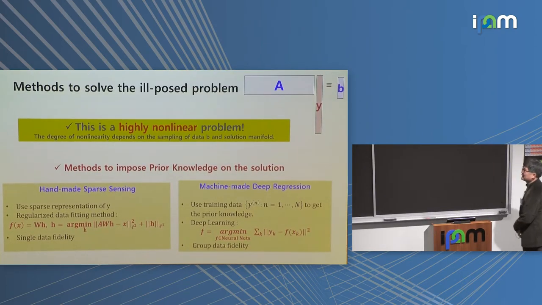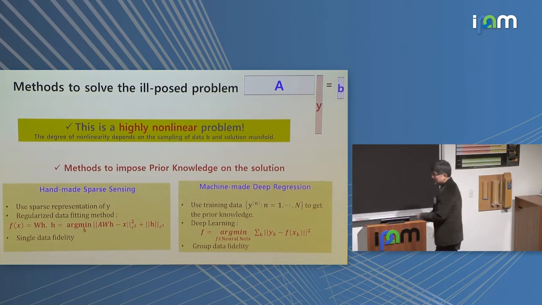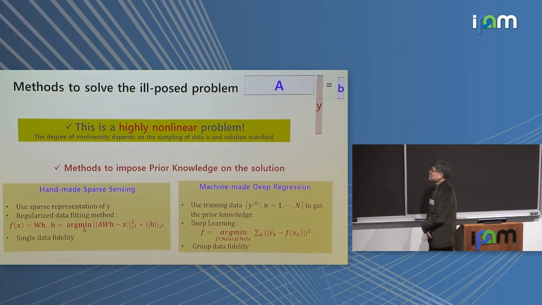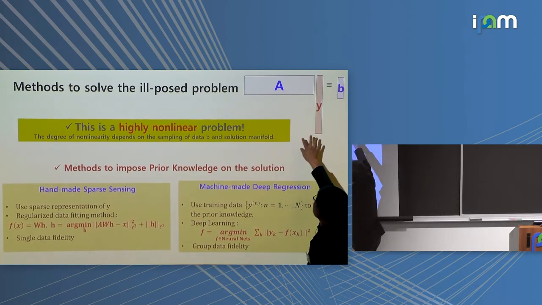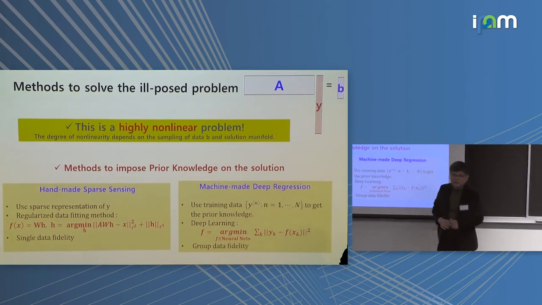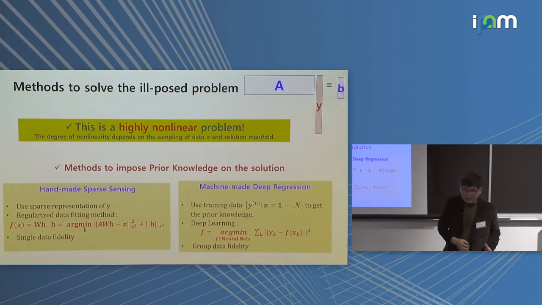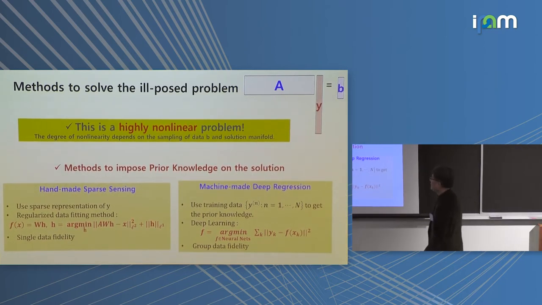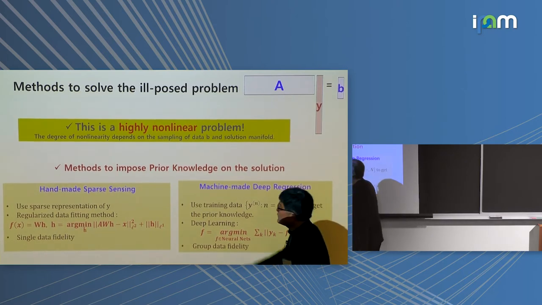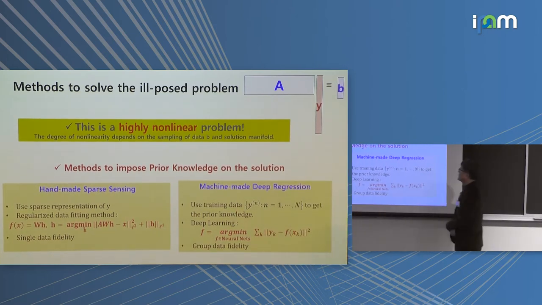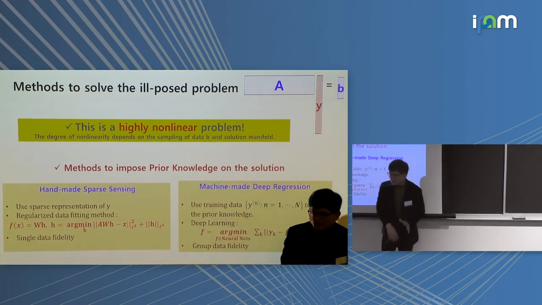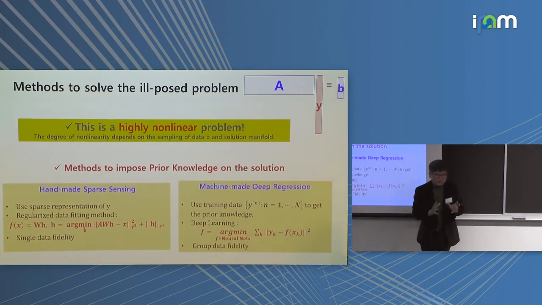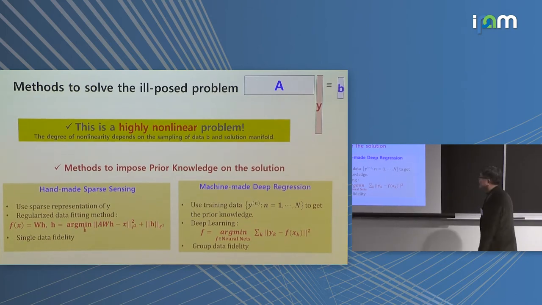There are two methods. Roughly, there are two kinds of methods to solve this ill-posed problem. Actually, I will explain later that this looks like a linear problem, but it is a very highly nonlinear problem. The methods to impose prior knowledge on the solution are of two kinds: handmade, which is human made, and machine made, which is some deep learning technique.